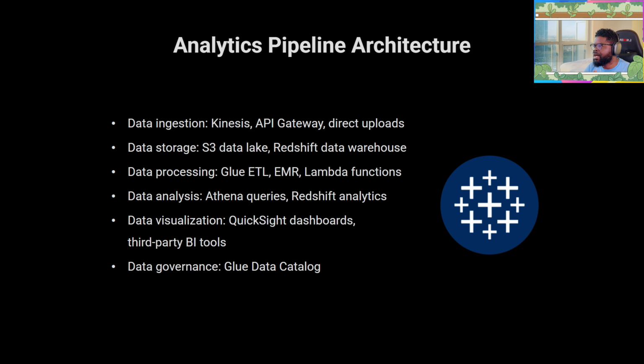Analysis: like I said, you could have Athena queries, and all that can be bubbled up to QuickSight, and then you can obviously do Redshift analytics itself, right? If you were using Redshift, then visualization, QuickSight dashboards, and third-party BI tools. Remember, QuickSight is AWS's own, but you can also bring your own tool, deploy it, and use it the same way. And then data governance: the Glue catalog can help you manage that, right?